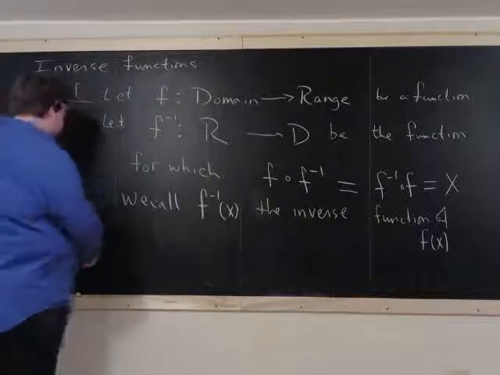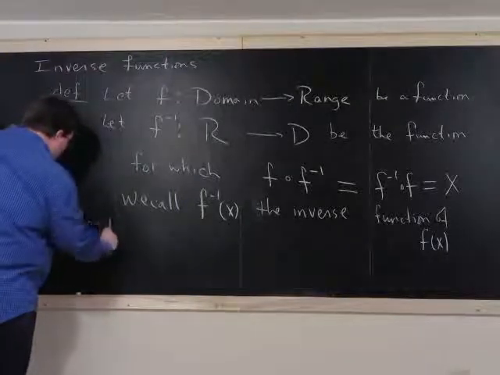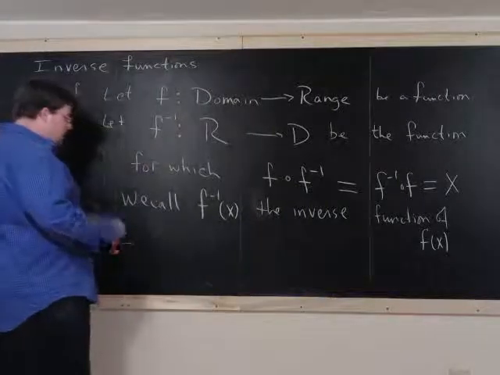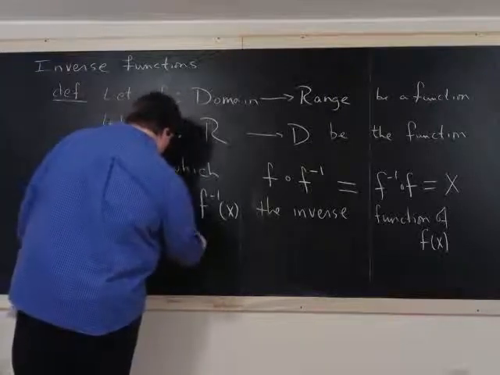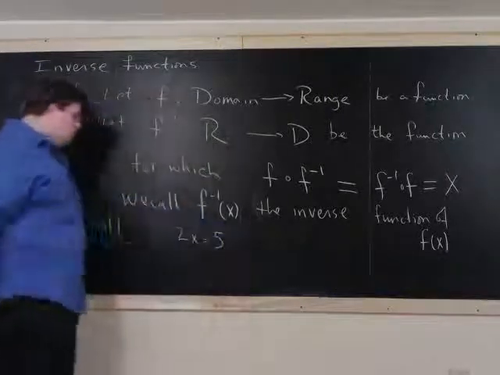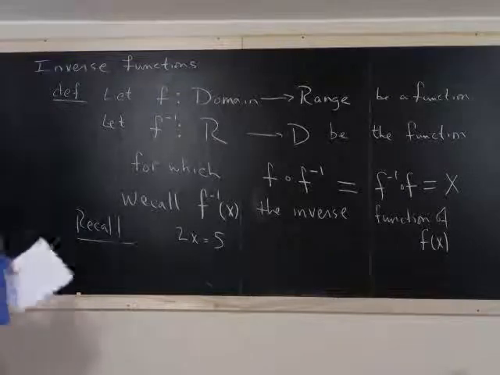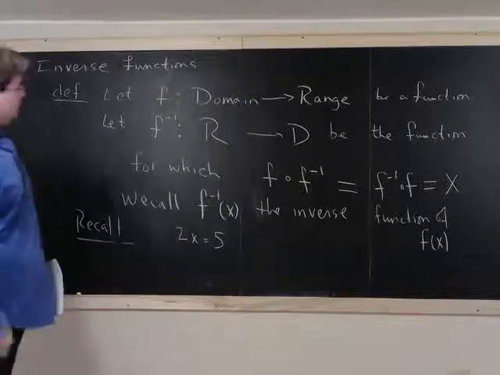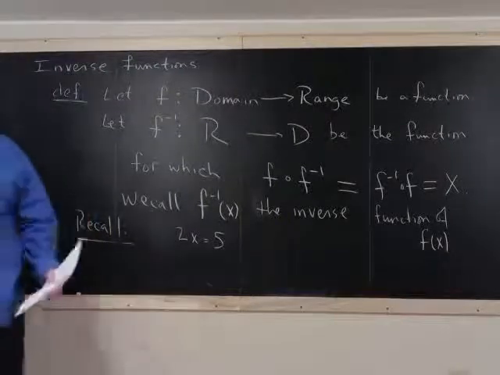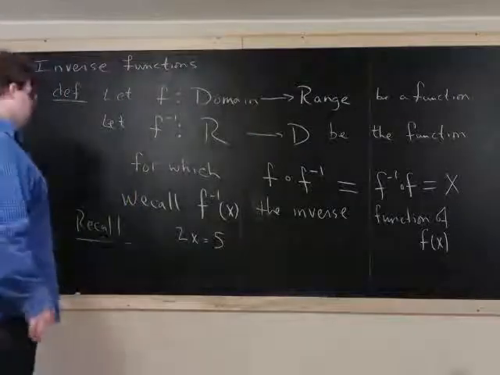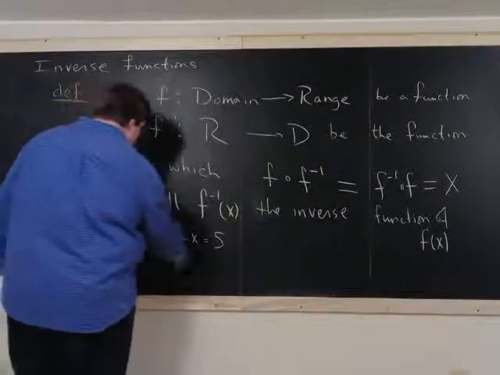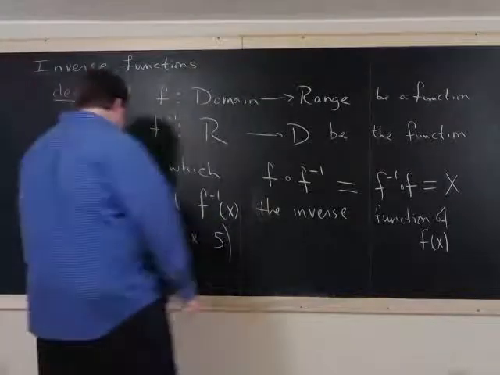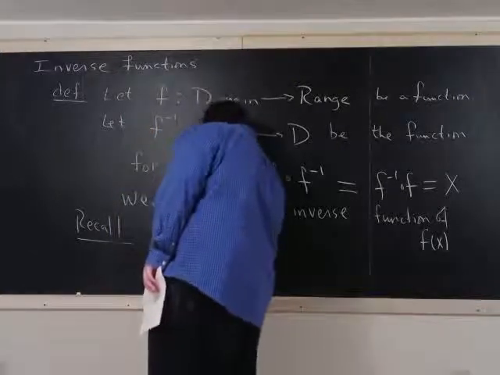Recall, how do you solve this equation for x? 2x equals 5. How would you solve that for x? Well, many of you would say divide both sides by 2, and then you get x equals 5 halves. There's another way of viewing that because division and multiplication are actually the same thing. We can multiply this entire equation by 1/2, and then that reduces to x equals 5 halves.